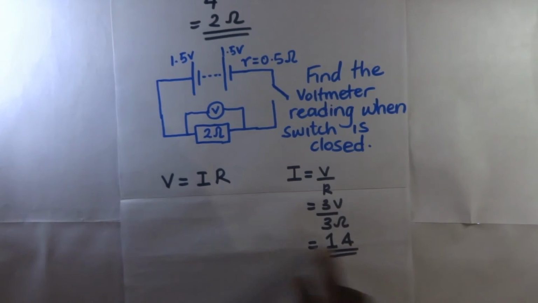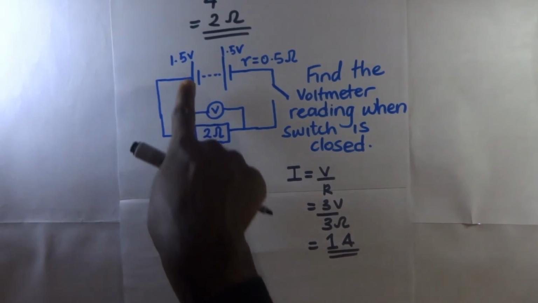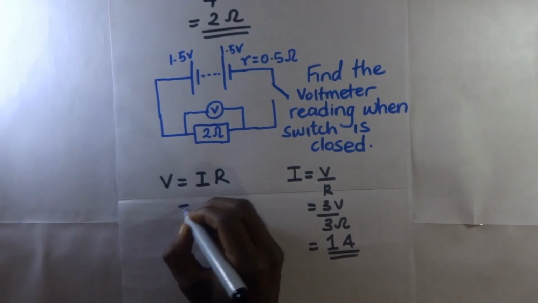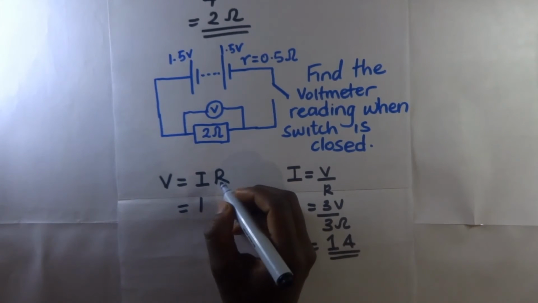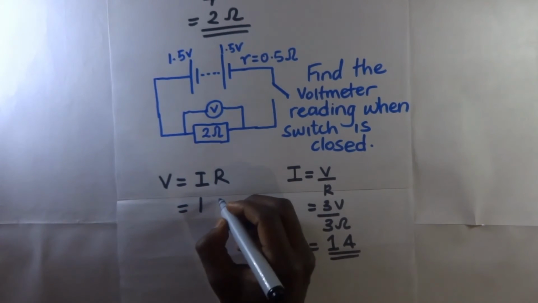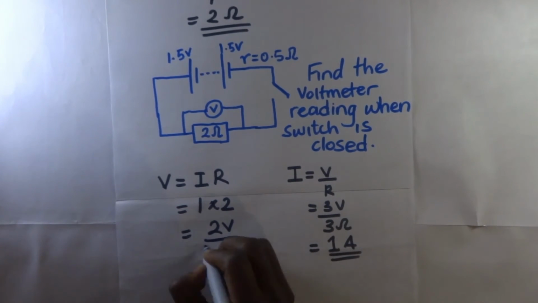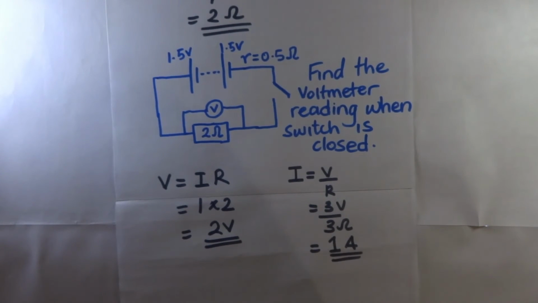After getting a current of 1 ampere, we know that it is 1 ampere being produced by this cell, and it's going through that resistor. So it's going to be 1 times the resistance, which is 2, and our voltage is going to be 2 volts. And that's the answer. This brings us to the end of this video.